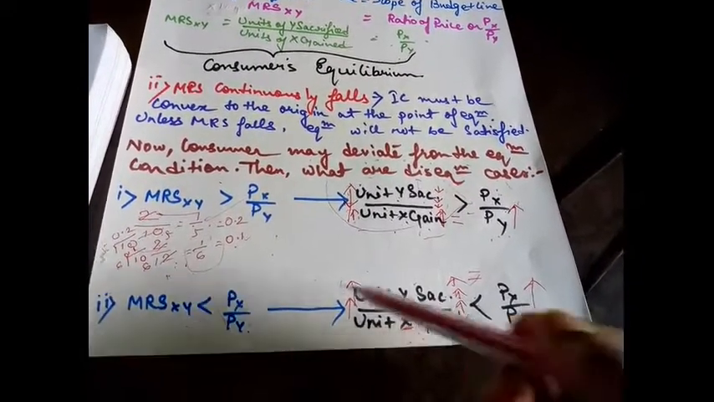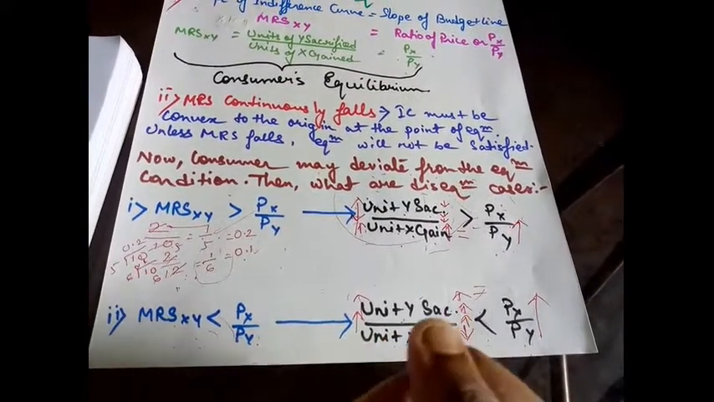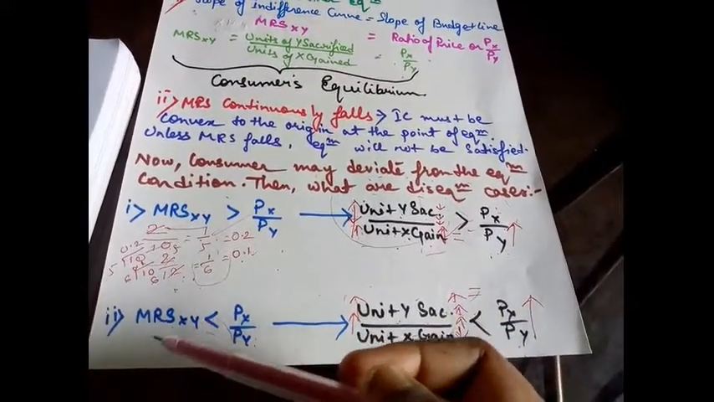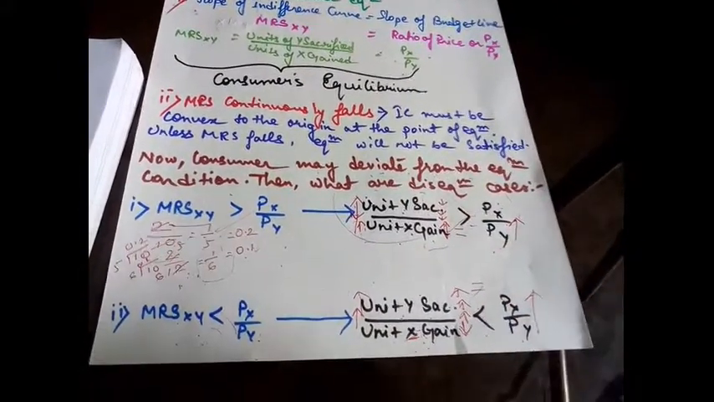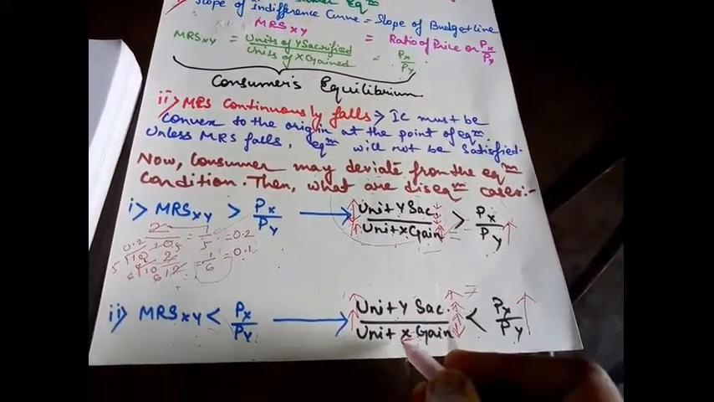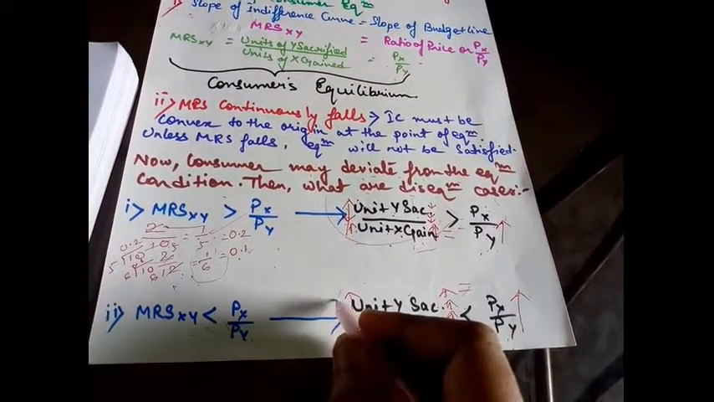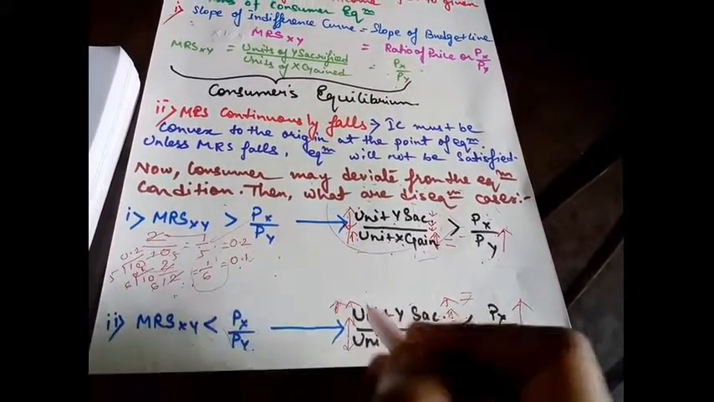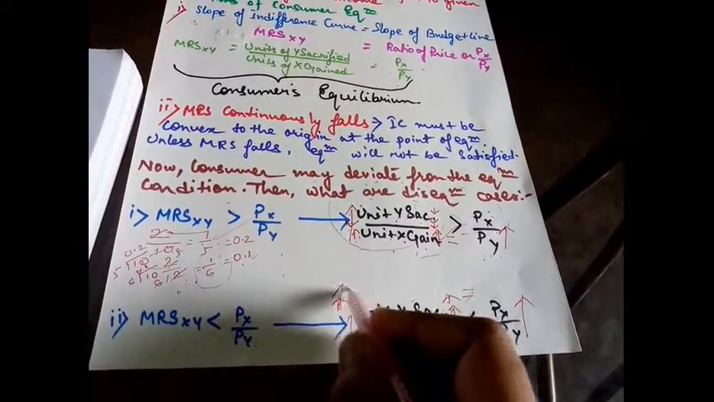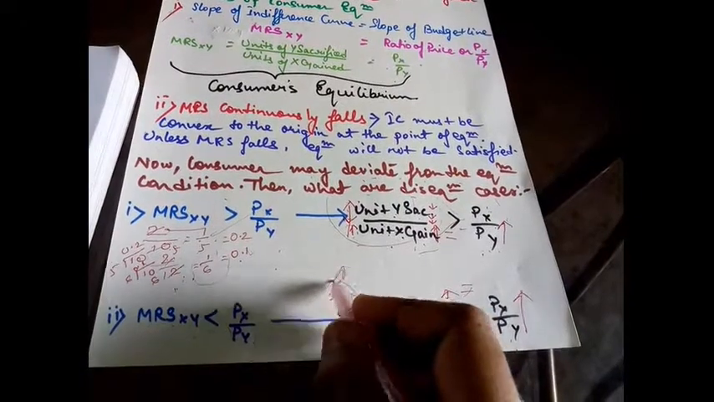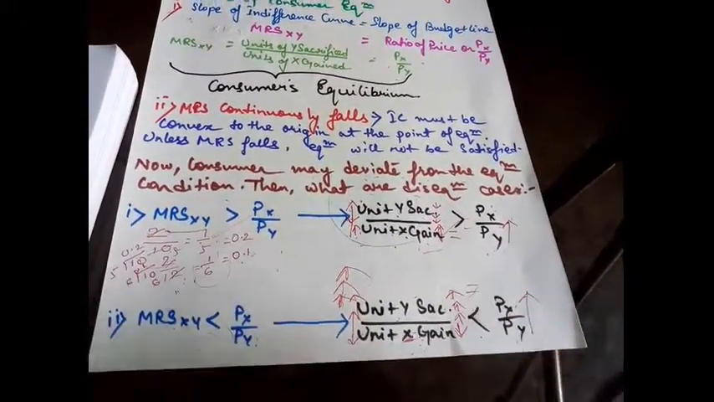Because the concept of marginal rate of substitution is what? When you're consuming less of one commodity, it means you want to consume another commodity more. So here I am consuming less of X, then I may start consuming more of Y. So the numerator is rising. So what happens? The left hand side becomes equal to the right hand side.